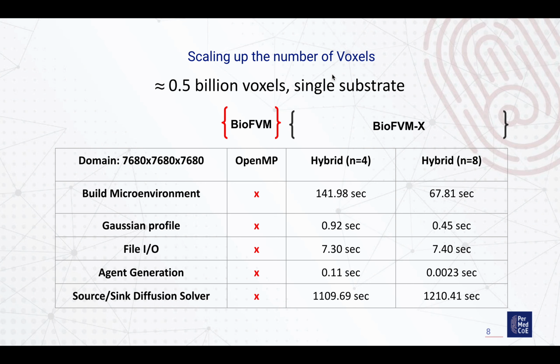But BioFVM-X, that is the MPI plus OpenMP version, is able to carry out this particular simulation using 4 nodes and 8 nodes. And as you can see, there are significant advantages in multiple kernels, for example, build microenvironment and Gaussian profile, and definitely an advantage in file IO, because even with 4 nodes and 8 nodes, the timing almost remains the same in agent generation. But what you see is that there is no significant advantage in the source and the sink diffusion solver.